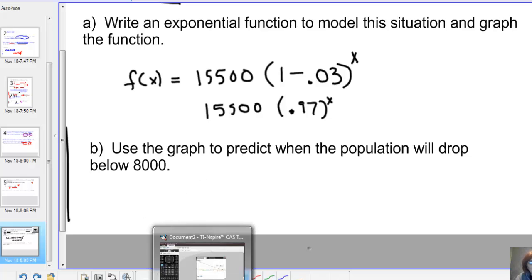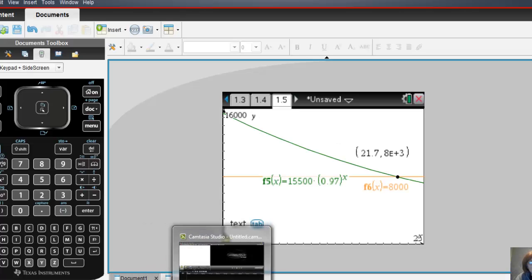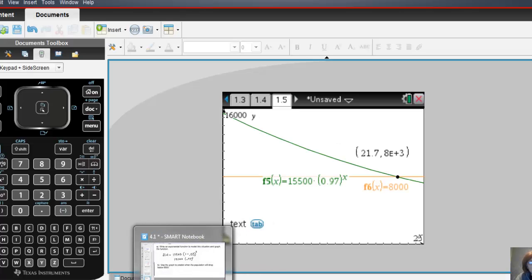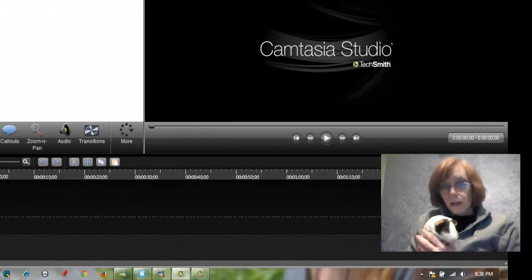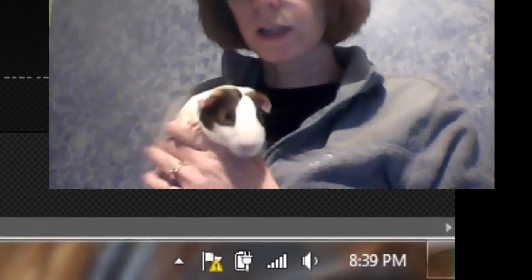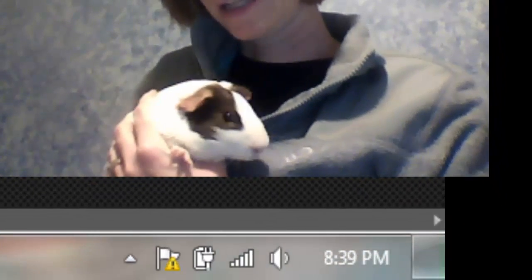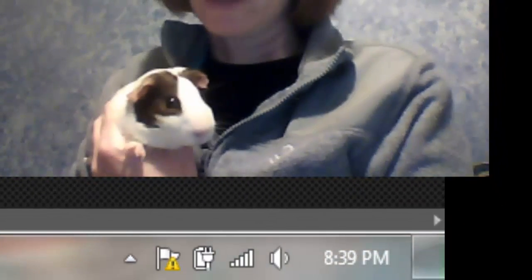And one more thing, I think we're going to have a visit from a little pet friend. Okay, I just wanted to show off Charlie. This is Charlie. He's a guinea pig, and he's sweet. Have a great day, everybody.